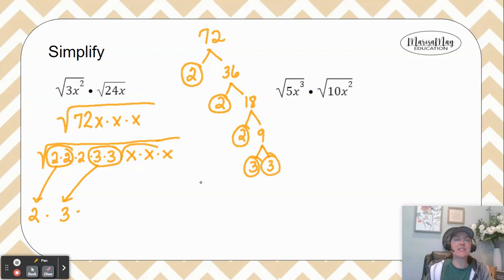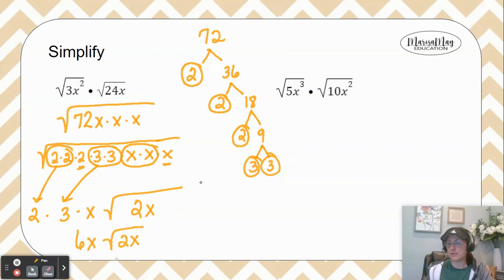And then I've got a pair of x's. And I've got an x out here. Now, anything that didn't have a pair has to stay underneath the square root. So this 2 and this x have to stay under here. And now I can multiply on the outside. 2 times 3 times x would give me 6x on the square root of 2x.